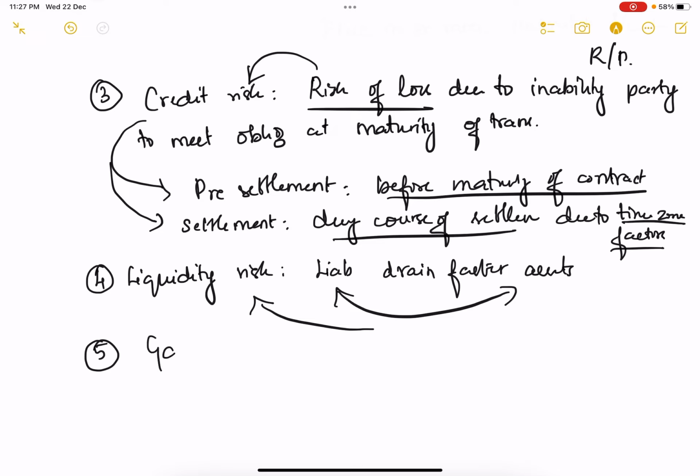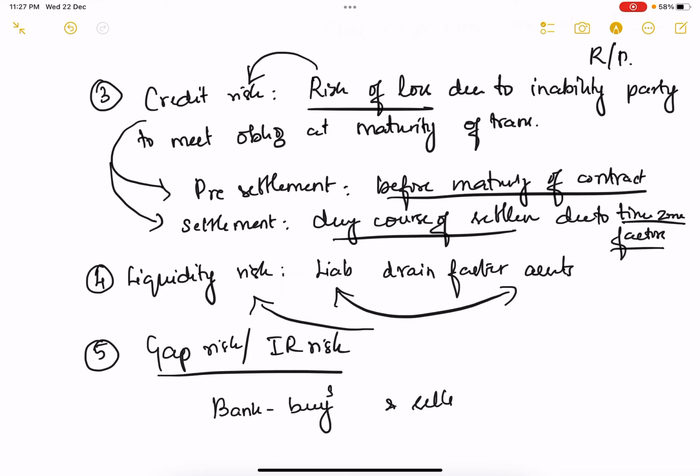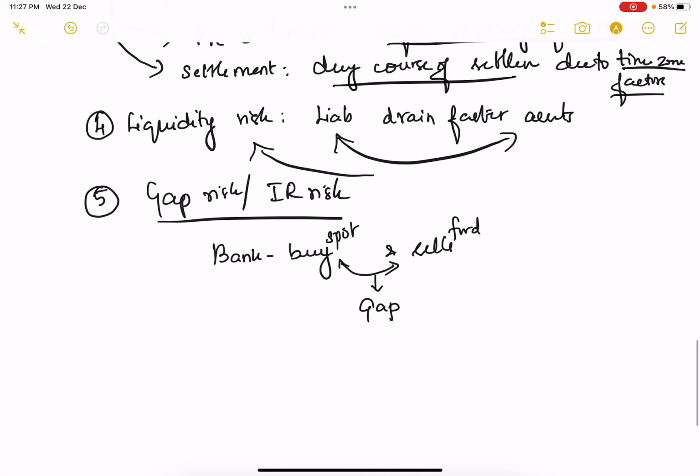The next kind of risk is gap risk or interest rate risk. So a bank buys and sells currencies. So it buys at spot rate and sells at forward rate. And if there is any mismatch between the buying and selling capability of the currencies, then that will lead to a gap. This gap has to be filled by banks by paying or receiving appropriate forward differentials.